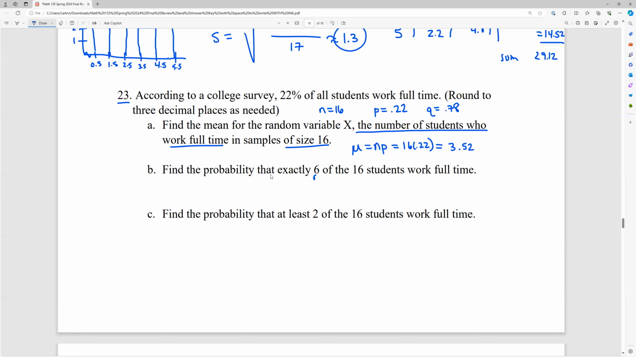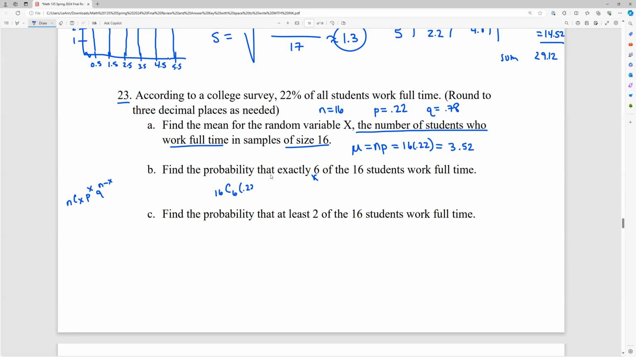Find the probability that exactly 6 of the 16 students work. So this is our probability of success. That was our X. Remember, we had a formula for a binomial distribution. It's N choose X, probability of success for X times, probability of failure for the leftovers. So if you have 20 trials and you have 5 successes, you're going to have 15 failures. So that's what that little subtraction is. So we're doing 6 successes out of the total 16 people. So that's going to be 16 choose 6.